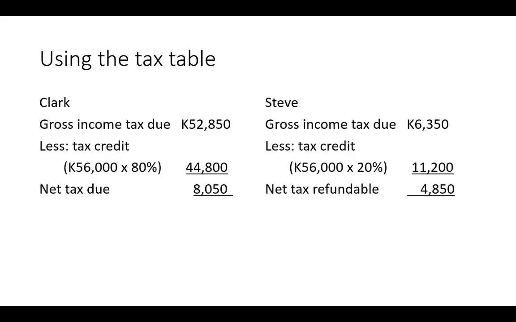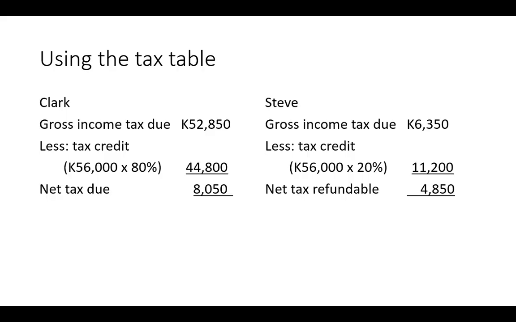For Steve, gross income tax due based on the calculation previously shown, 6,350 less tax credit. So we have 56,000 kina paid by the trust for the tax. Then 20% of that will be 11,200. Here, Steve will have net tax refundable of 4,850 because the tax credit is higher than the gross tax due of Steve in this situation.